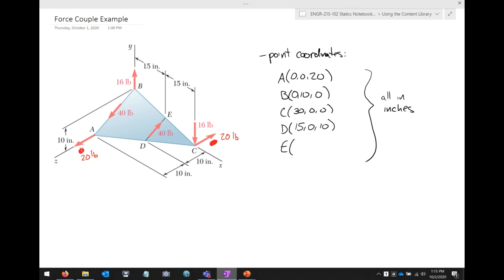I think that might be the trickiest one, or maybe D and E are the trickier ones. 1550, exactly right.